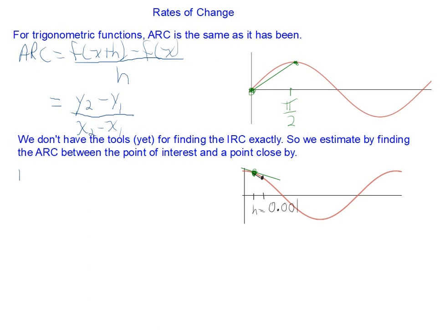So again, here we'll look at the instantaneous rate of change, and we'll say that it's approximately equal to f at x plus h, except our h we've already determined will be 0.001. And then from that we will subtract f at x and then divide by h. And again, h in this case is going to be 0.001.